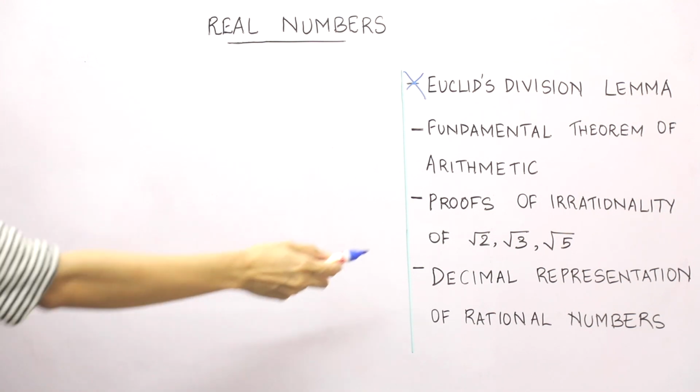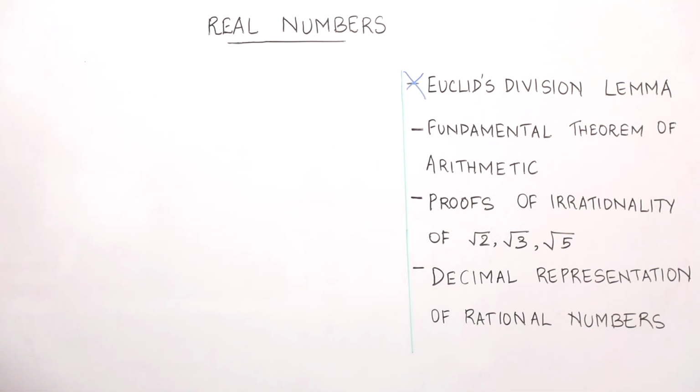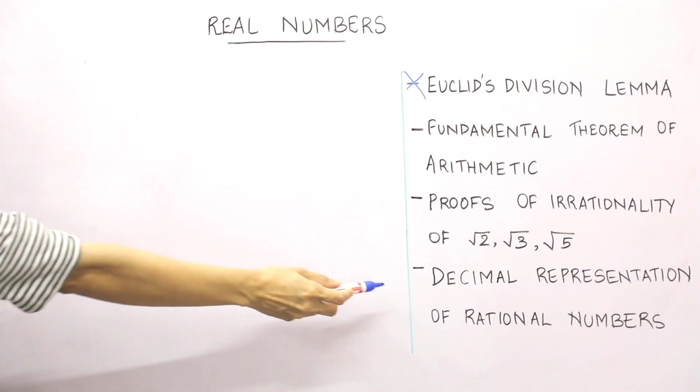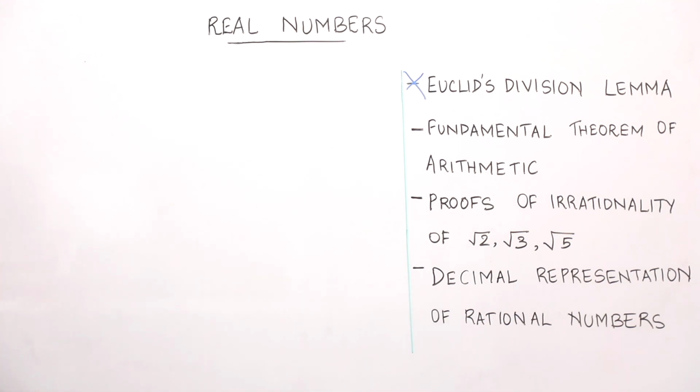The third topic is proofs of irrationality of root 2, root 3 and root 5. Here we'll cover the method proof by contradiction and we'll also see a theorem which is used for the proofs. The final section is on decimal representation of rational numbers, which is either terminating or non-terminating recurring. So now let us begin with the first topic, Fundamental Theorem of Arithmetic.